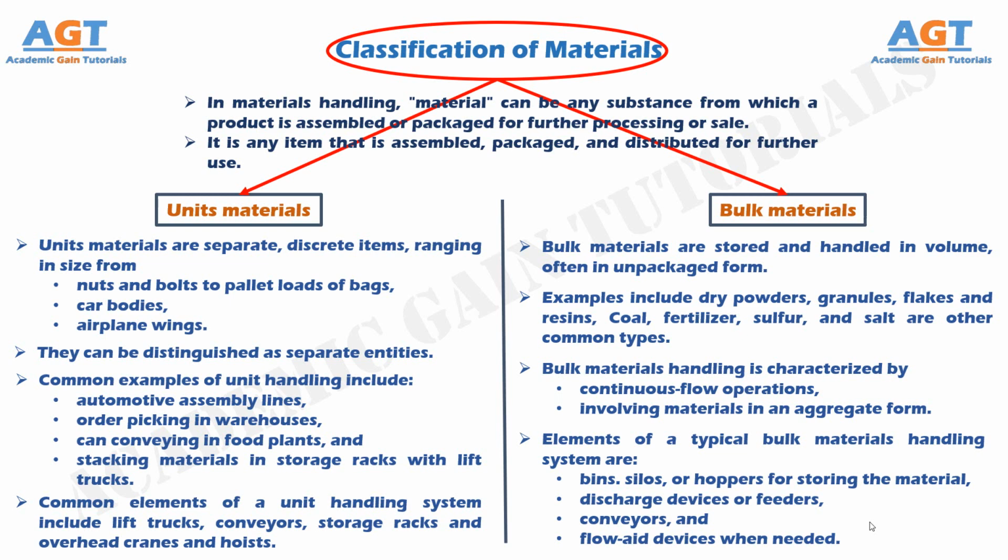Elements of a typical bulk materials handling system are bins, silos, or hoppers for storing the material, discharge devices or feeders, conveyors, and flow aid devices when needed. Common elements of a unit handling system include lift trucks, conveyors, storage racks and overhead cranes and hoists, etc.